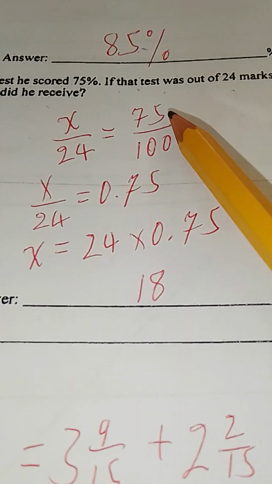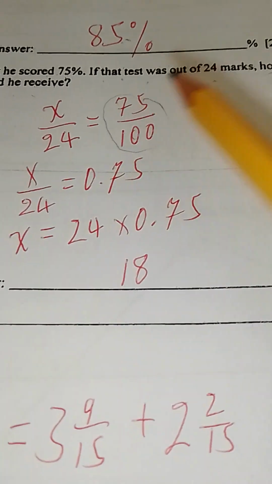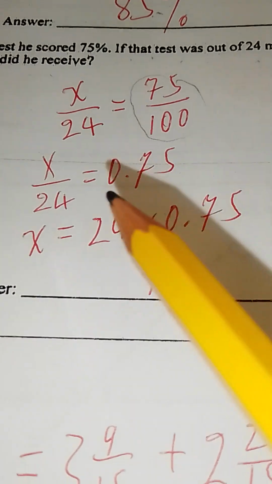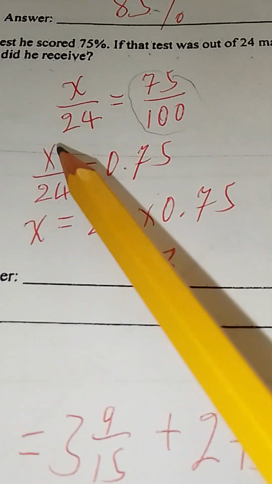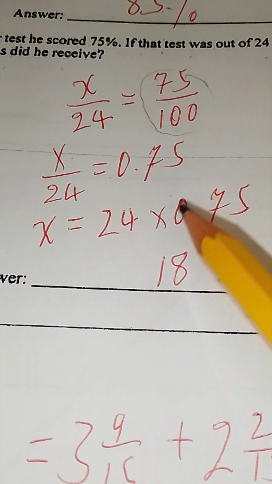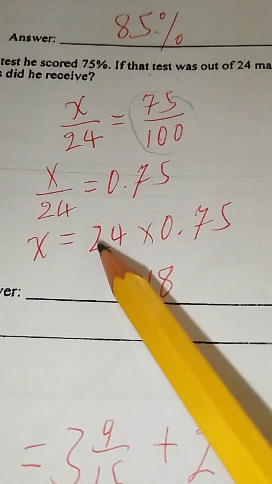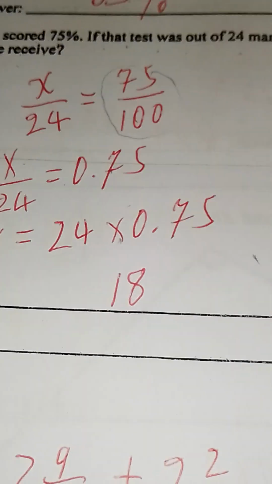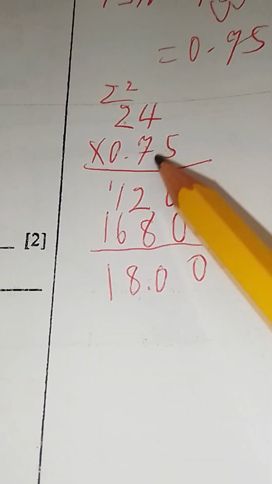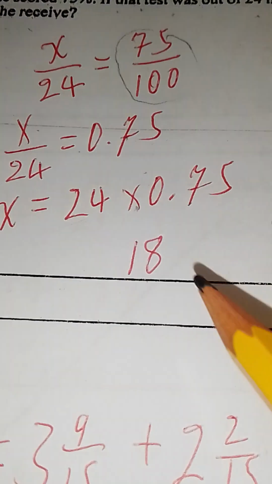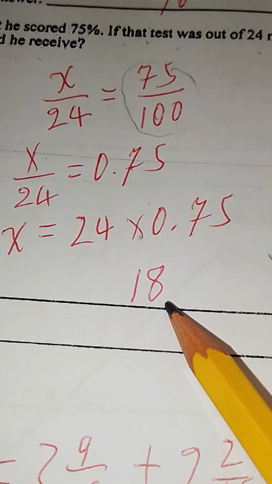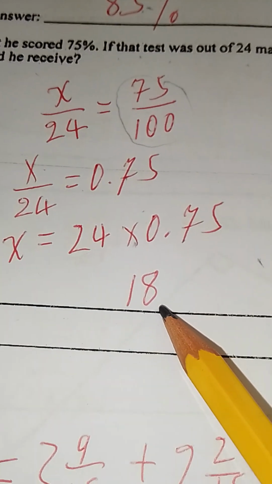Or I can say, let's change this into a decimal. 75 divided by 100 is equal to 0.75. Something over 24 is equal to 0.75, so I cross multiply. 24 times 0.75, and I get it's equal to 18, doing the arithmetic, right? So he would have got 18 out of 24, all right?